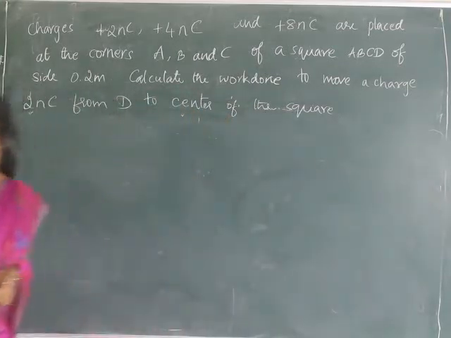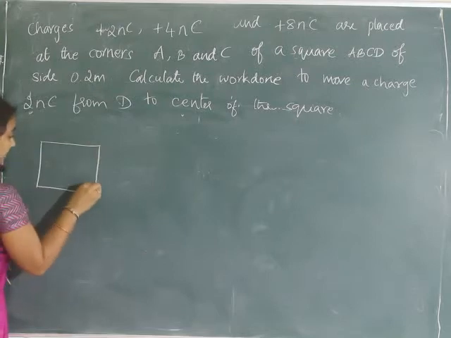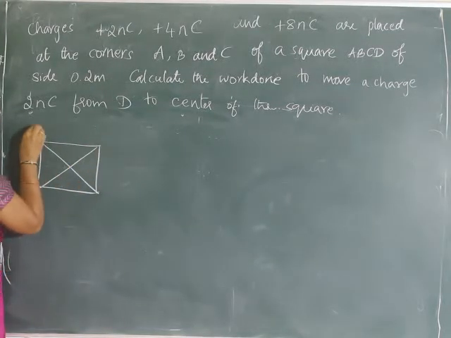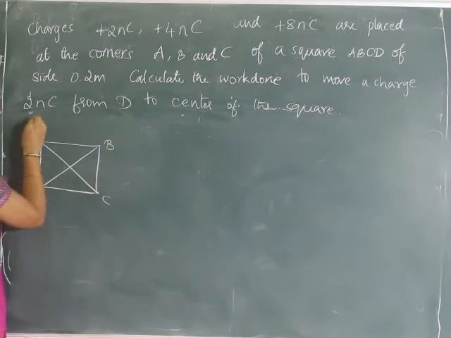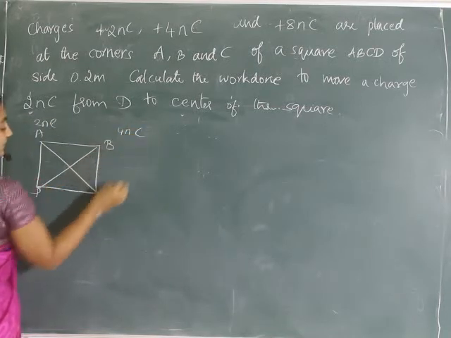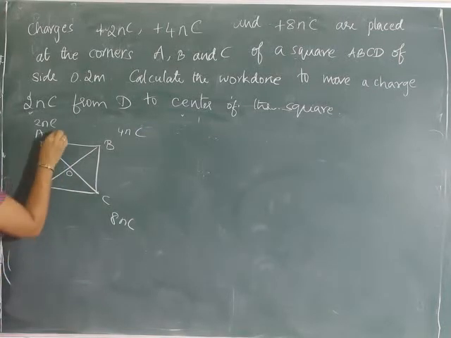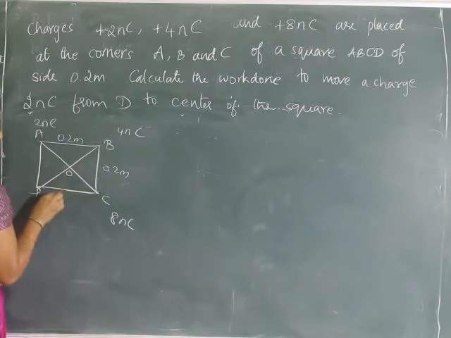Try to solve. Rough diagram of the square. Place 4 charges at corners A, B, C and D: 2 nanocoulomb, 4 nanocoulomb and 8 nanocoulomb. Center O. The sides are 0.2 meter, 0.2 meter, 0.2 meter.